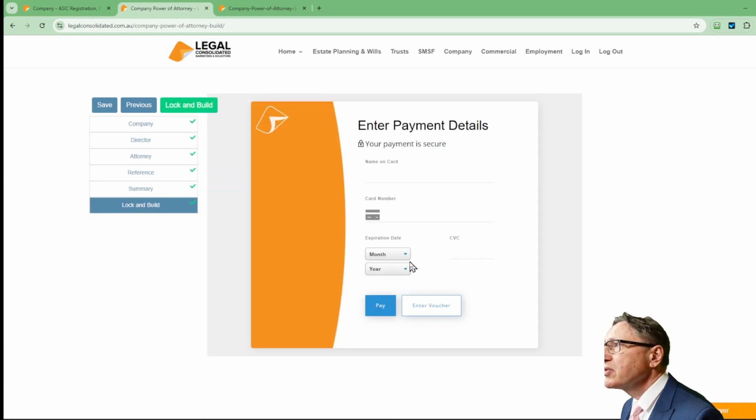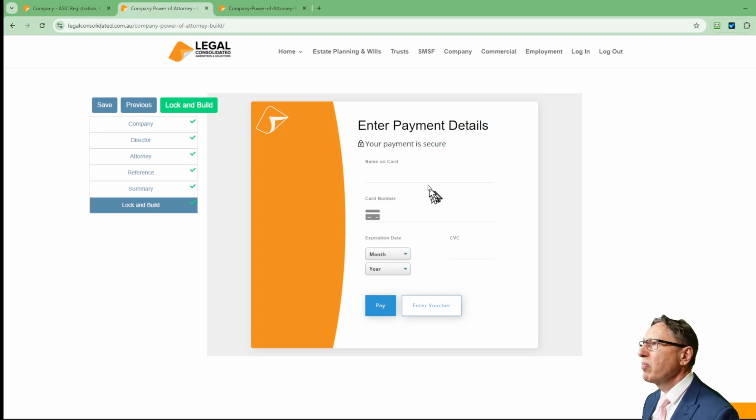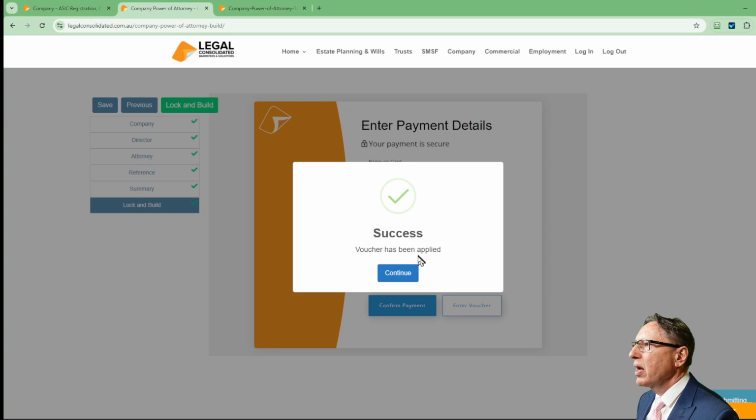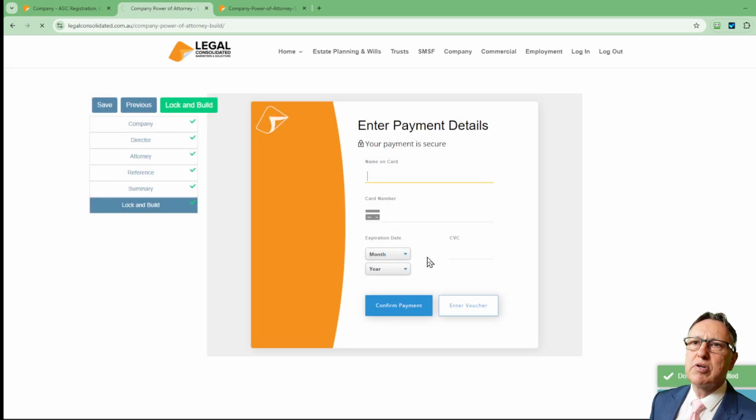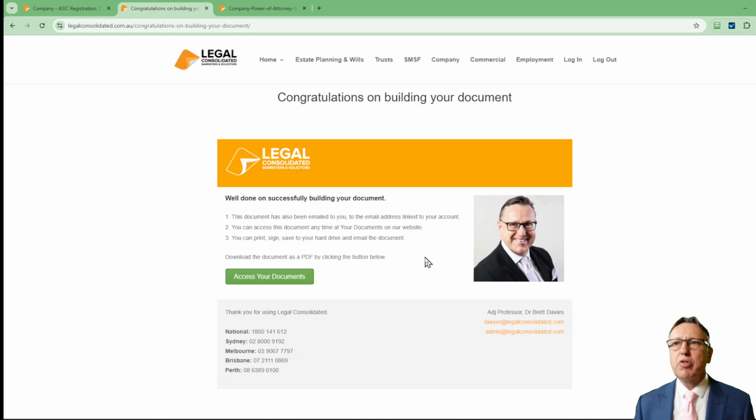And here is the enter the payment details. So I'll put in my credit card details. And success. I've now built the document, paid for it and built it. Now with all Legal Consolidated documents, it takes about 60 seconds to prepare the document, but build it on our law firm's website once you've put your credit card details in. And it will be emailed to the email address you have on record, which you can update anytime. Also, we can open it up straight away, and I'm very excited.